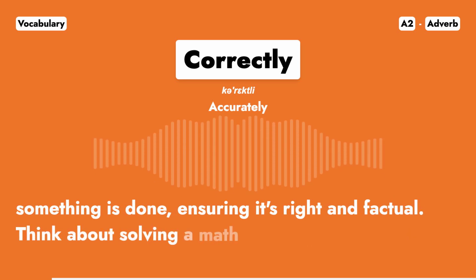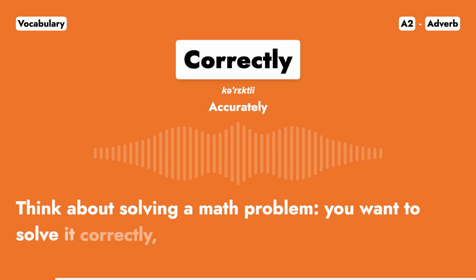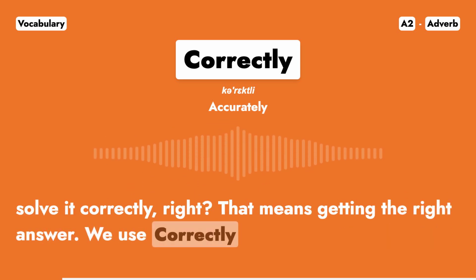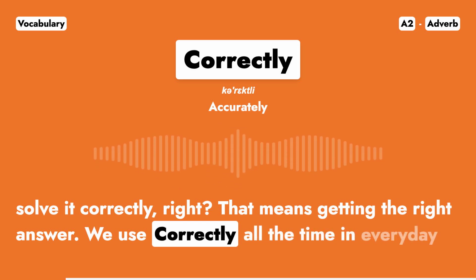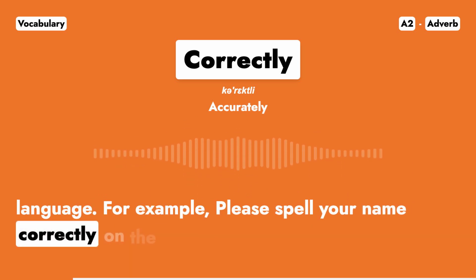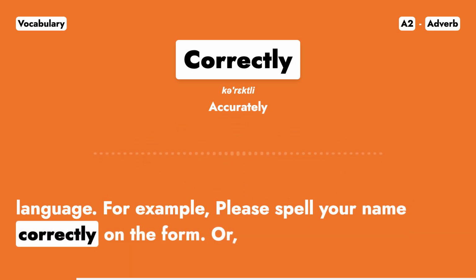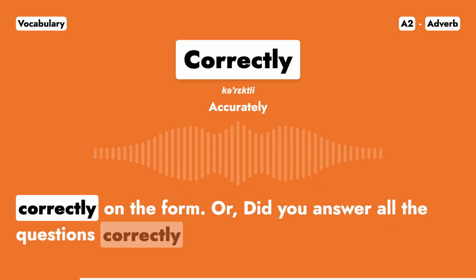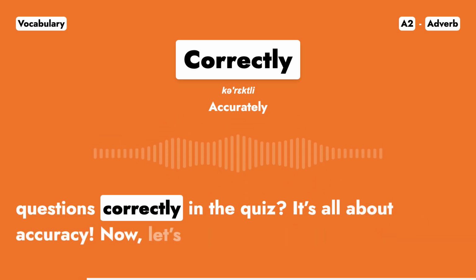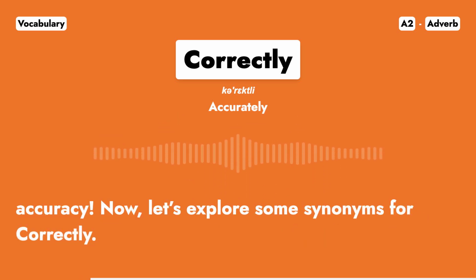Think about solving a math problem. You want to solve it correctly, right? That means getting the right answer. We use correctly all the time in everyday language. For example, please spell your name correctly on the form. Or, did you answer all the questions correctly in the quiz? It's all about accuracy.